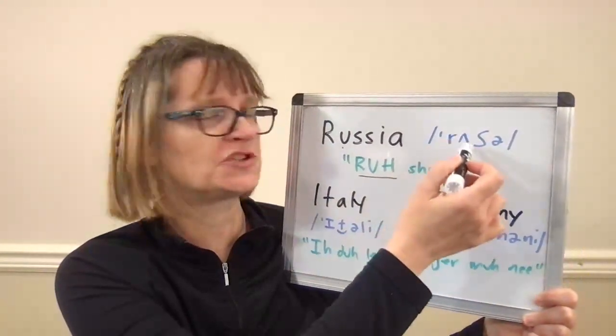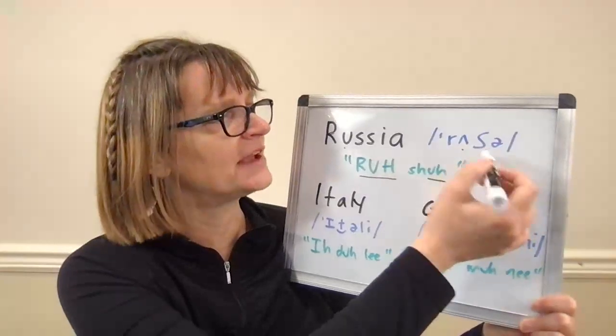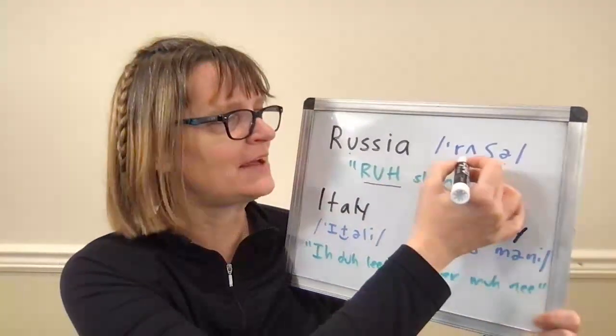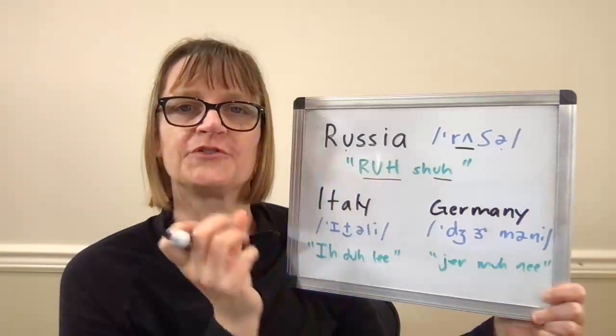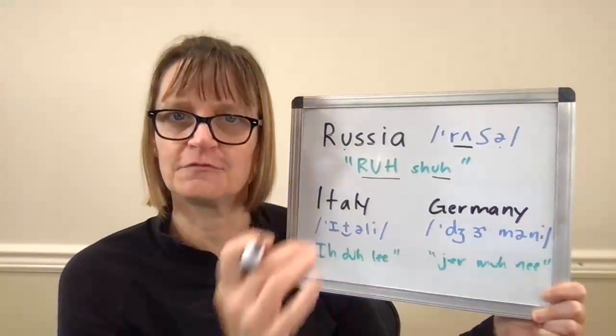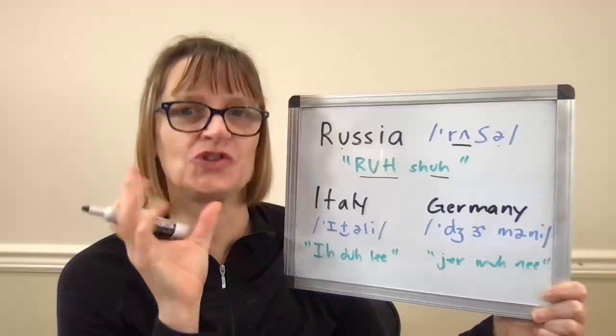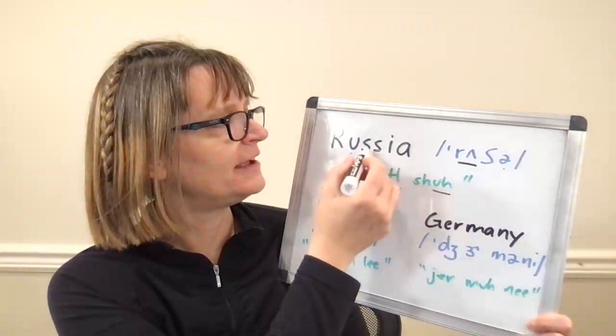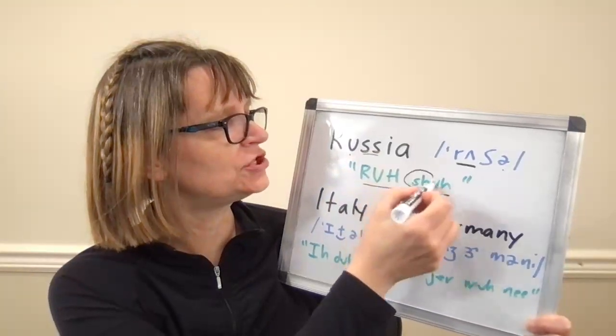Finally, Germany, again, has first syllable stress, and it is just like the word germ. Letter G says the J sound. So I've rewritten that here for you with letter J, which is how we spell the J sound in some other words like jump or job.